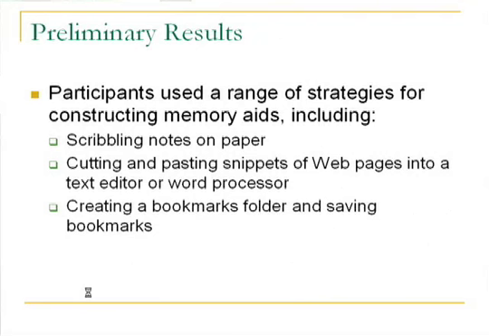So, some preliminary results. The primary ways that people constructed memory aids for themselves were scribbling notes on paper, using Word or a text editor to either cut and paste bits of text they found on web pages or in some cases to write text, and finally creating a bookmark folder and saving bookmarks to it. That was probably the least used of the 3. Scribbling notes and using Word or a text editor were about half and half.